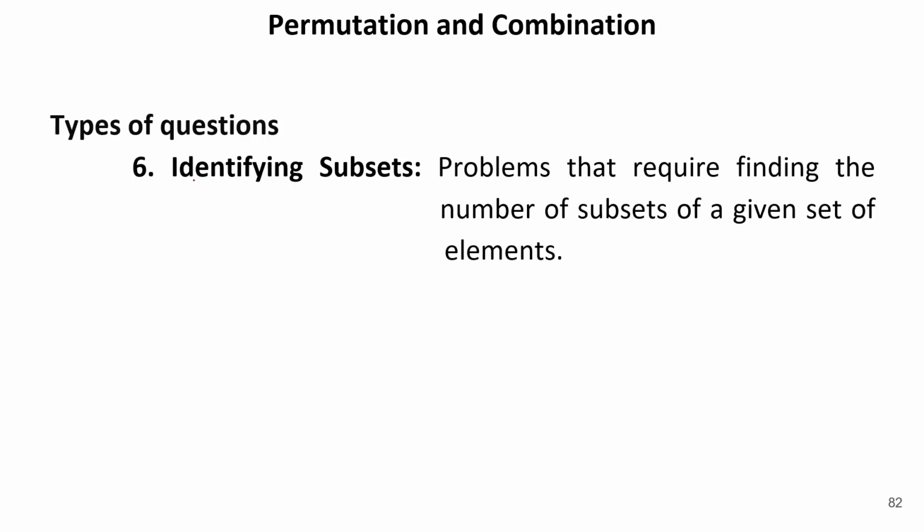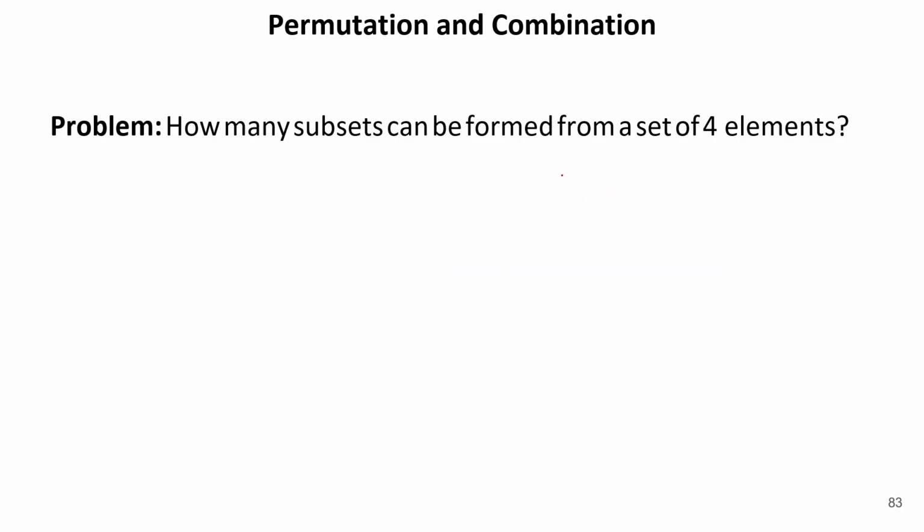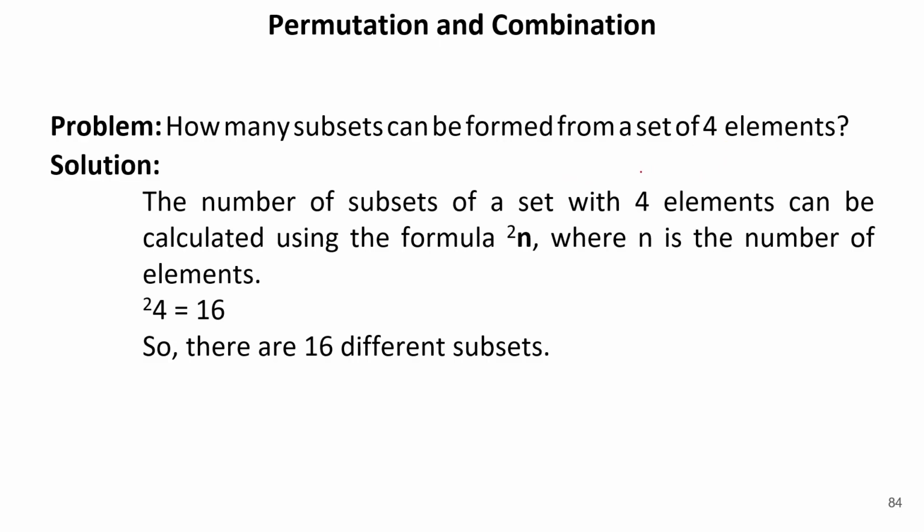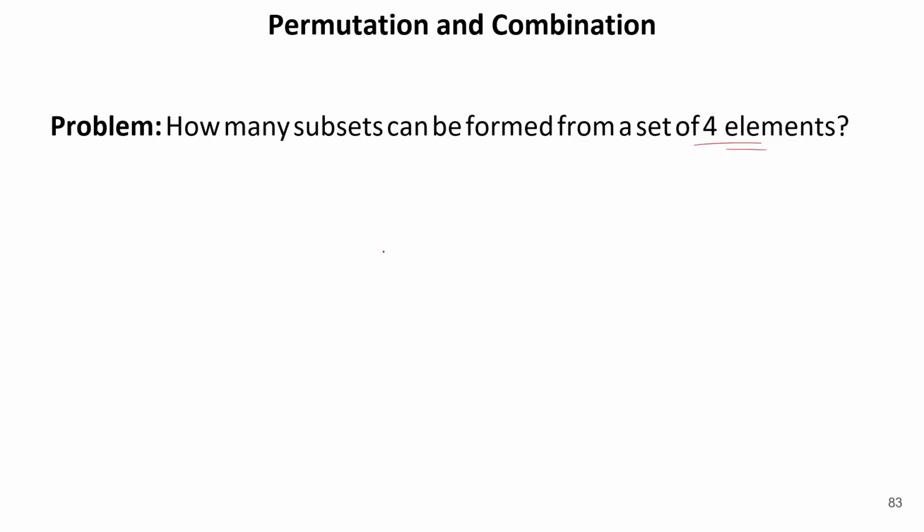So let's try to see the sixth kind of question, that is identifying subsets. Problems that require finding the number of subsets of a given set of elements, right? So how many subsets can be formed from a set of 4 elements? Okay, so what we want to calculate is how many subsets can we form. Only 1 can be formed if we don't want to choose anything, right? So it will be 1 first. Then if we want to choose one element, there are 4 options. So 4 sets are possible right here.